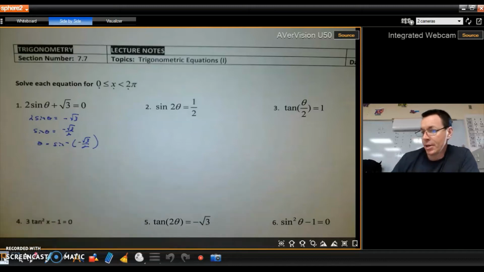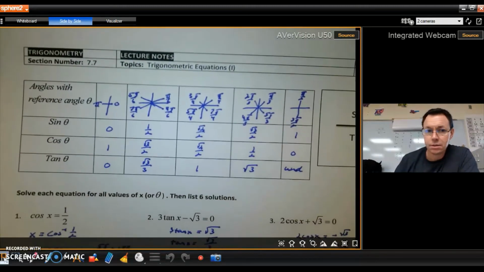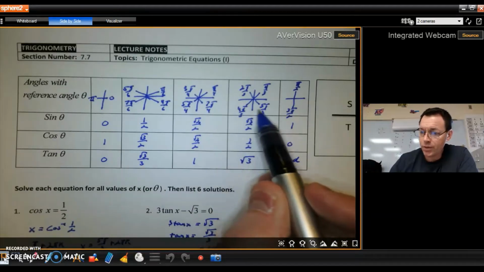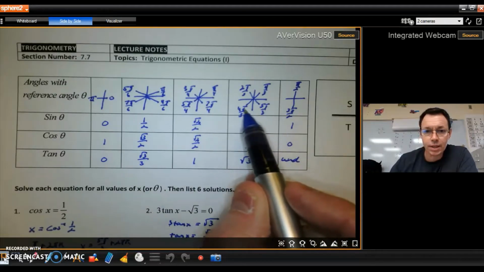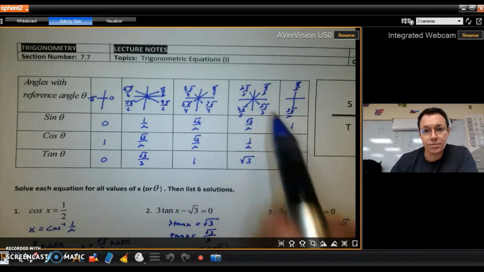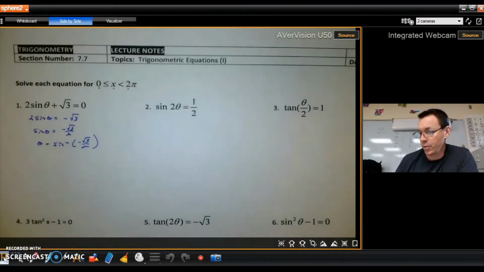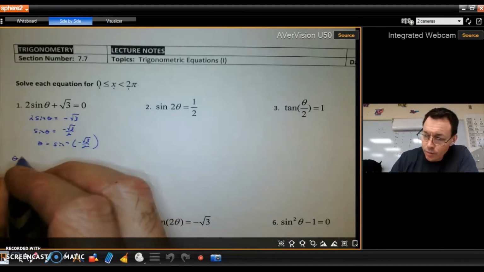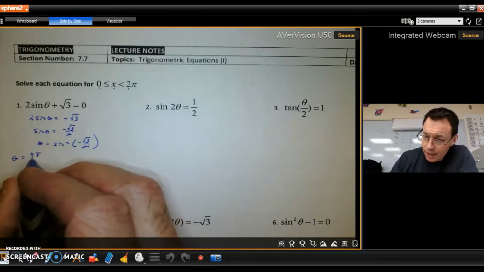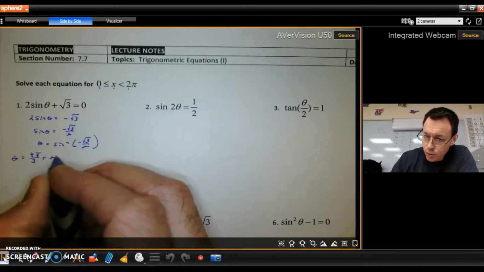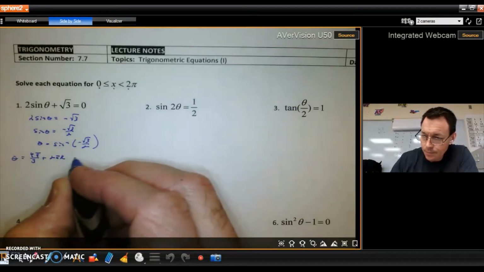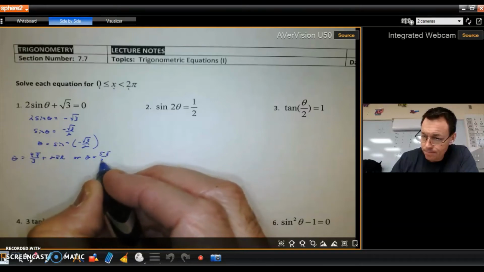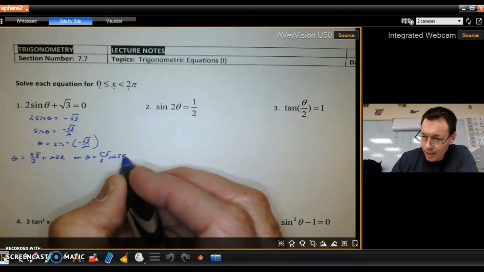So again, I've got my charts handy. Sine radical 3 over 2, and we want the two angles that are in quadrants 3 and 4 because that's where sine's negative. So the 4 pi over 3 and the 5 pi over 3. All right, so yesterday, or the other day, we would have written theta equals 4 pi over 3 plus 2 pi k, or theta could equal 5 pi over 3 plus 2 pi k.